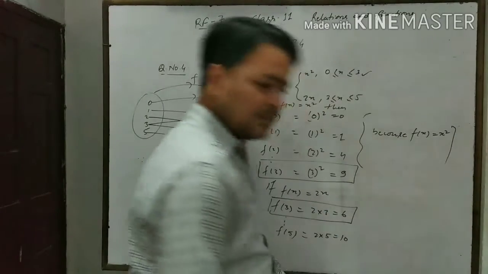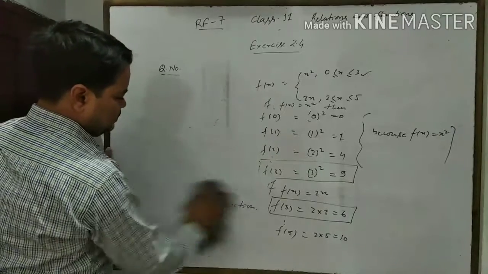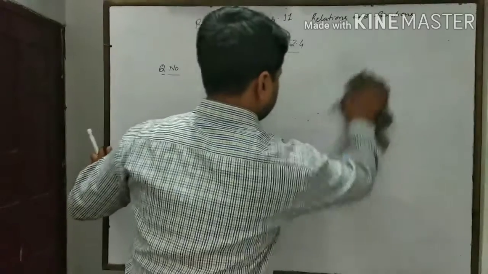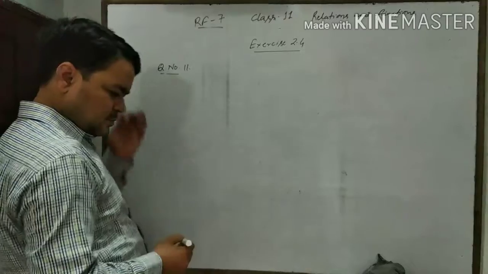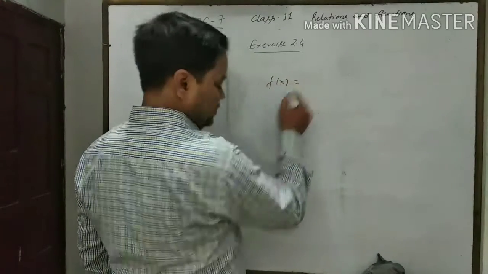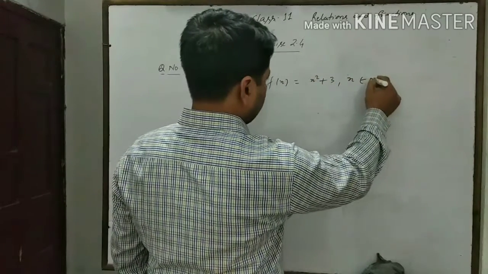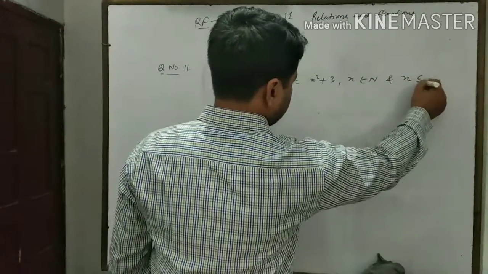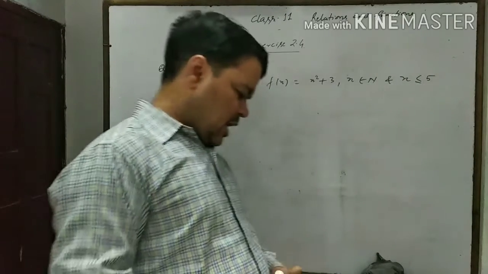Now let us see question number 11. What is the question? A function f is defined like this: f of x is equal to x square plus 3, where x belongs to natural numbers and the value of x is less than or equal to 5, and we have to find the range.